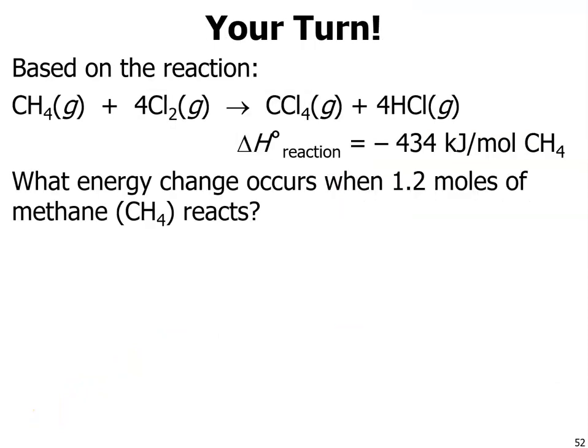Just to look at some of these different types of word problems and how we can use these thermochemical equations to understand what's happening and use it in maybe the lab space. If we have the chemical reaction with methane, and now we're looking at chlorine gas, we're going to make CCl4 gas and 4 units of HCl gas. That reacts to form and release 434 kilojoules of energy per mole of CH4. So what energy change occurs if I have 1.2 moles of methane?